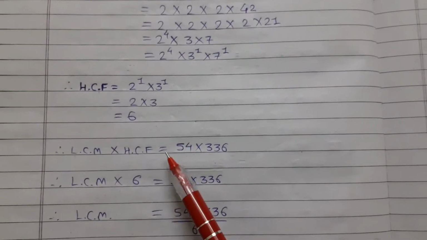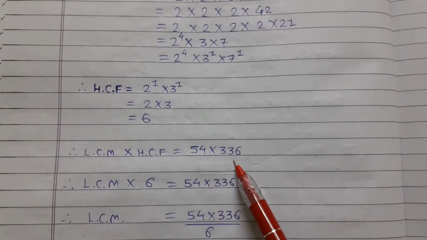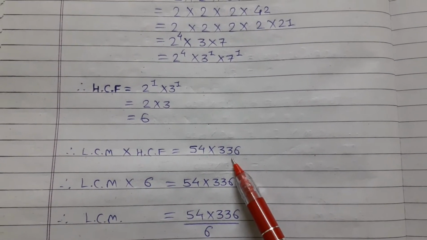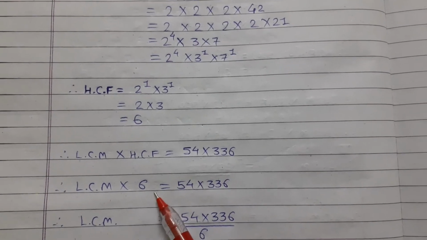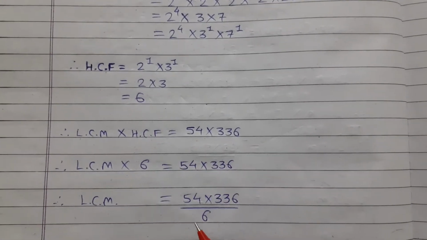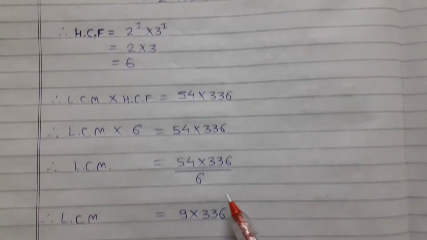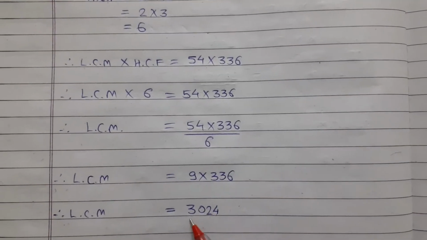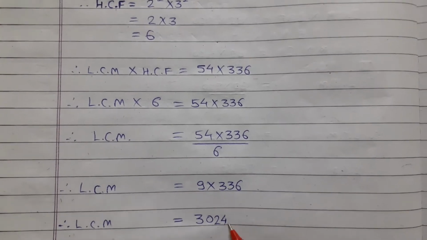Now we will apply the formula LCM into HCF is equal to multiplication of the two digits, 54 into 336. LCM into 6, that is HCF, is equal to 54 into 336. 6 9s are 54. Therefore 9 into 336, therefore 3024. That is our answer.